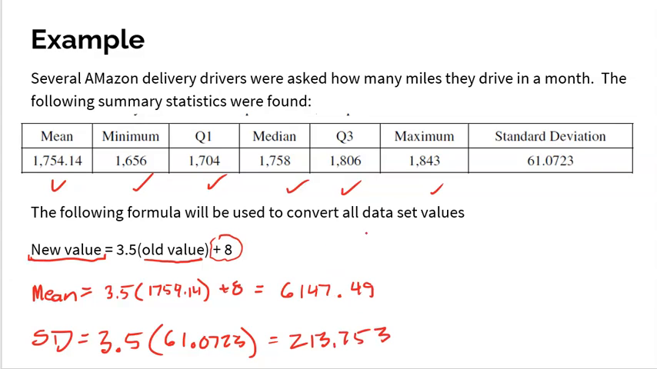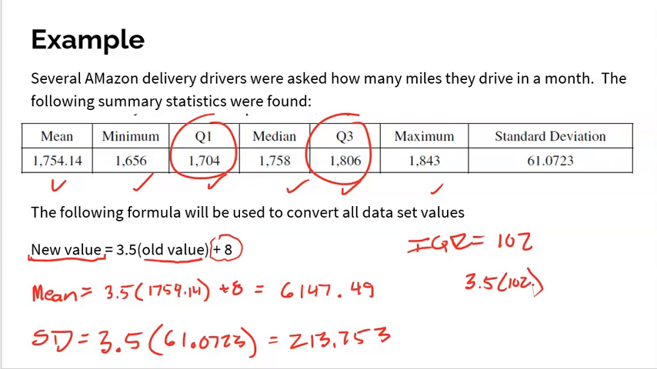Again, can't emphasize that enough. Even if I said, what about the IQR? Well, currently the IQR is Q3 minus Q1. So the IQR is 1806, that's Q3, minus 1704. So the IQR is currently 102. What's the new IQR going to be? IQR measures spread. Variability only gets affected by multiplication. So the new IQR would be 3.5 times 102. Do not add the 8. You add the 8 to basically everything else. Right? Just got to remember that variability, IQR, range, standard deviation, do not get affected by addition. Everybody else will.